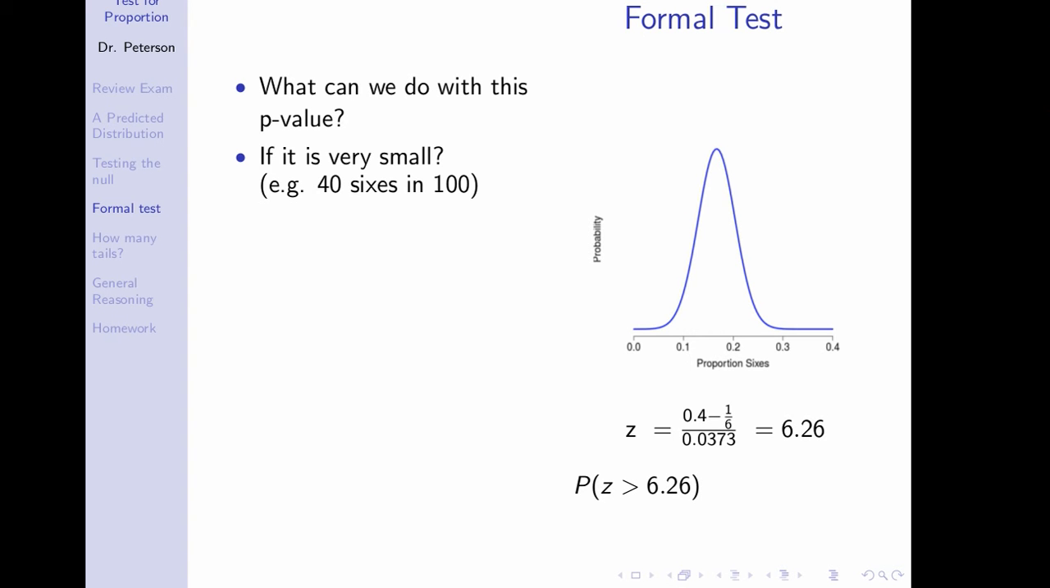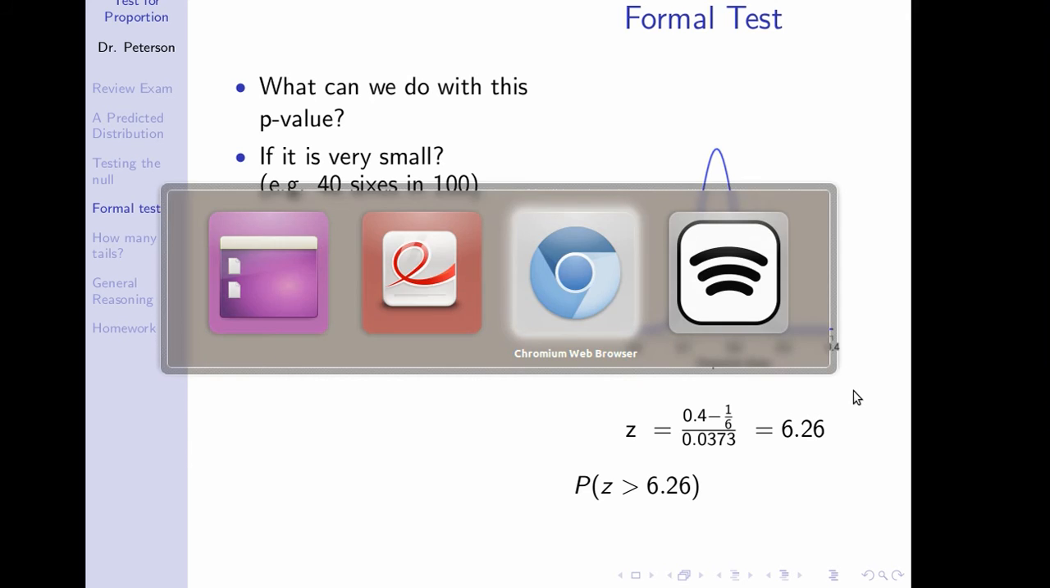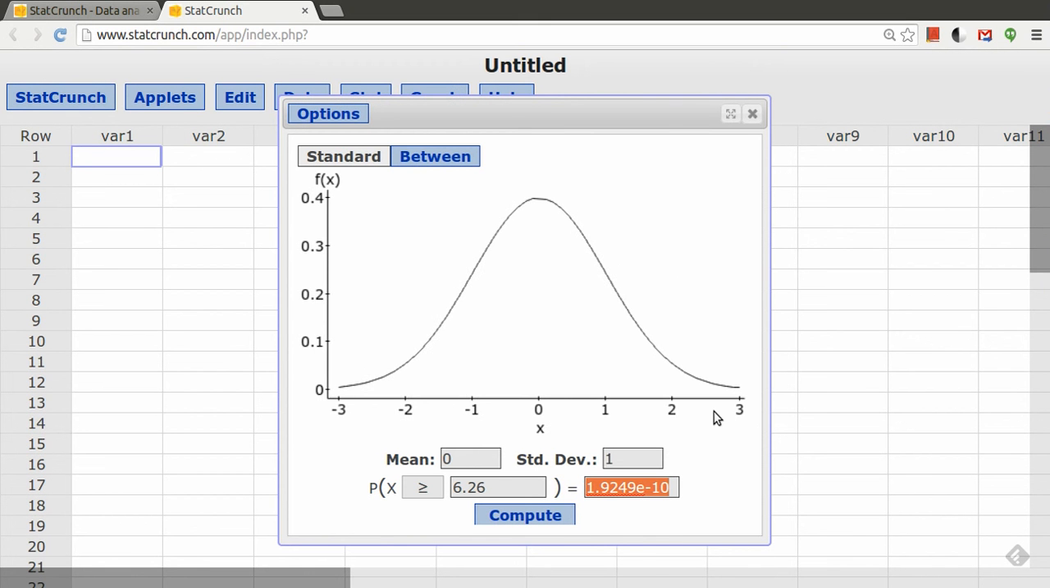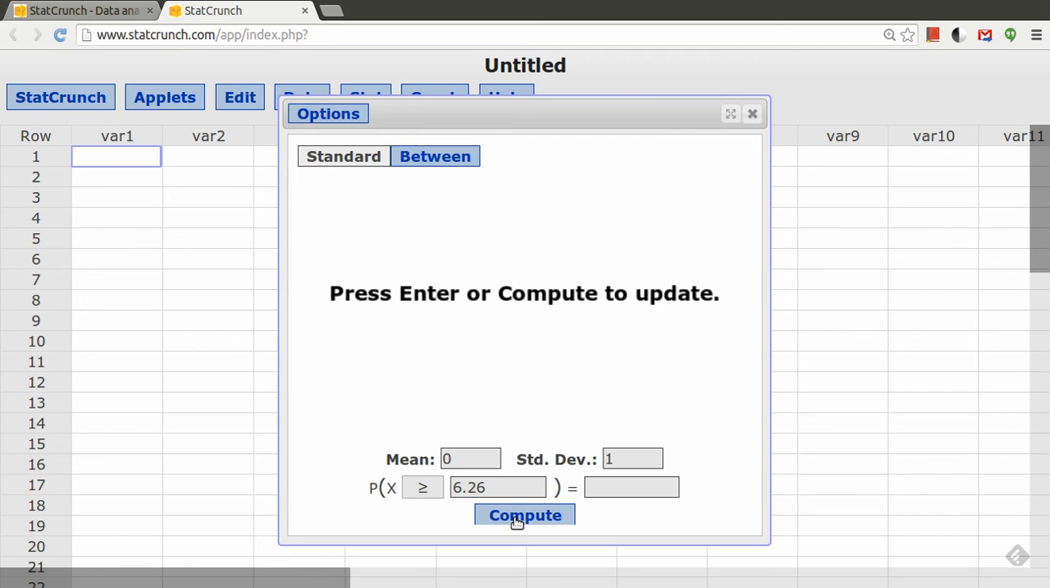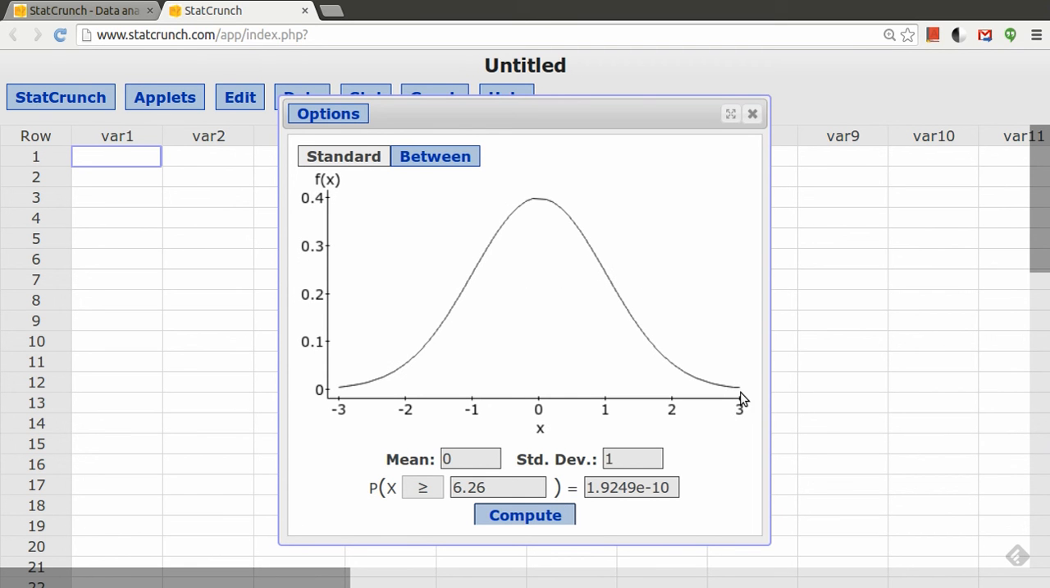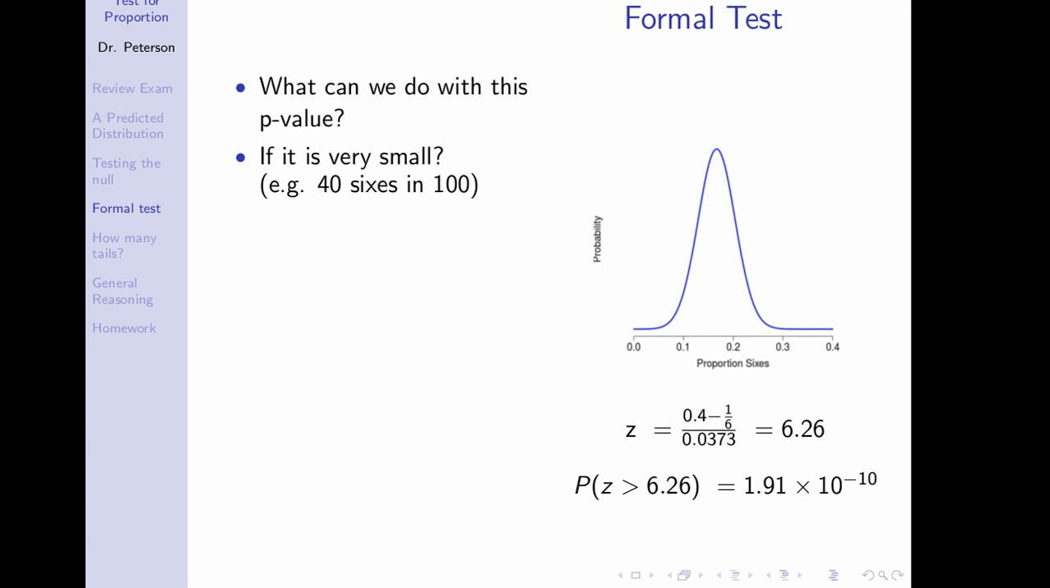So we want to find exactly how small the probability is of being out here. On this graph it looks like it's very close to 0, but we can be more precise. So now if we plug in 6.26, click compute, we get a value that's not even shown on the plot in StatCrunch. 1.9249 e to the minus 10, which means 1.191, and the other decimals, times 10 to the negative 10th, or written out, a whole bunch of zeros followed by a 1.